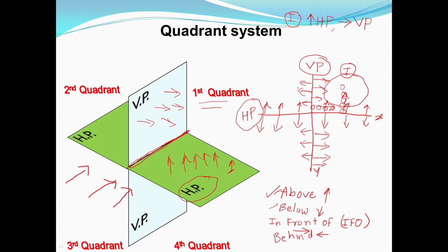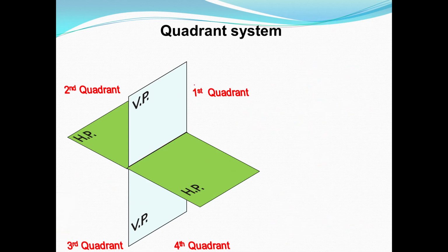Now we will see what we can say for an object in the second quadrant, or how to identify that the object is in the second quadrant. Okay, so I will erase all the ink on this slide. Now we'll see the second quadrant. Again I will draw the X line and Y line. This is the HP, this is the VP. This one is the first quadrant, and we are now looking for the second quadrant.